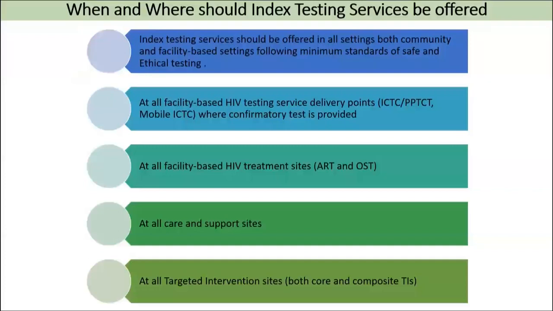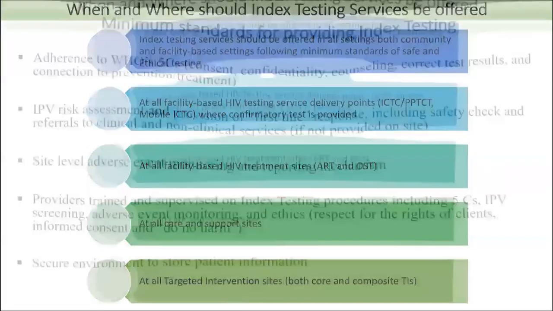As I mentioned in the previous slide also, index testing can be provided at any place where confirmatory testing is provided. It can be an ICTC or a mobile ICTC as well. It can be a facility where treatment services are provided, like an ART or OST site. It can be a care and support center. It can be a TI site also, anywhere. Wherever we are planning to provide index testing services, the point is the person needs to be trained on index testing services, and minimum standards of safe and ethical testing need to be followed at these sites.